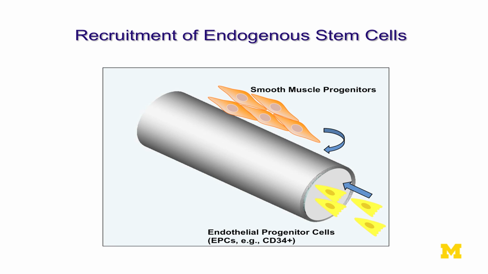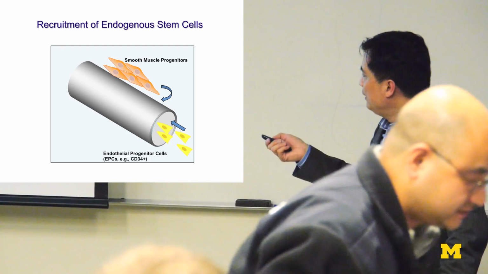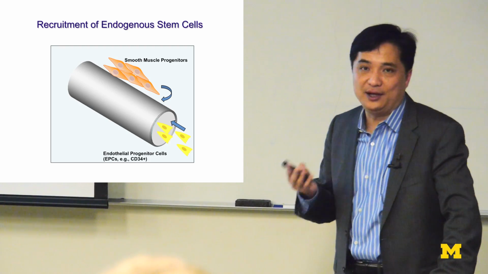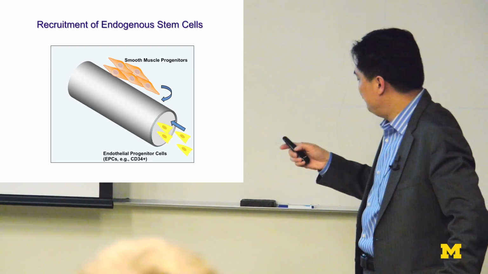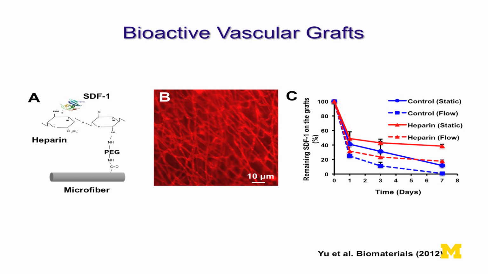So our idea is this. Besides the inhibition of thrombus formation, what we hope is to accelerate this process of regeneration by recruiting some stem cells from the surrounding tissues. For example, if you can recruit smooth muscle progenitors from the surrounding tissues and recruit endothelial progenitors from the circulating blood, it will help us to facilitate the regeneration of the blood vessels. So in this example, what we did was to use polyethylene glycol as a linker to conjugate heparin to the surface of microfibers or nanofibers.